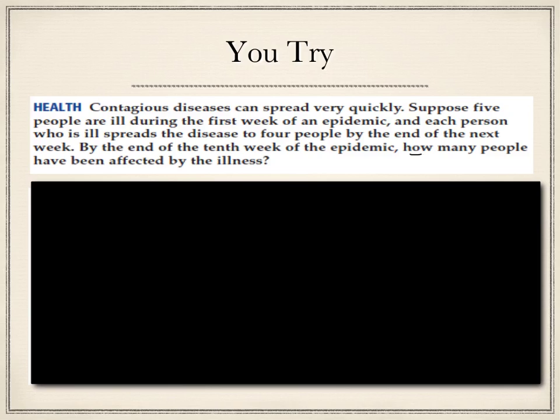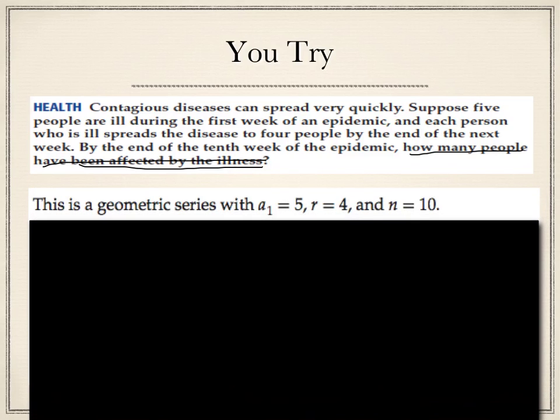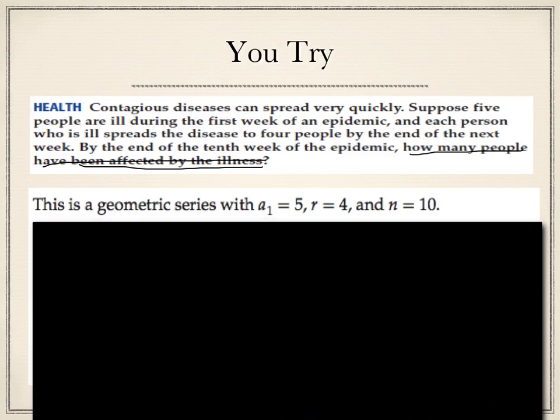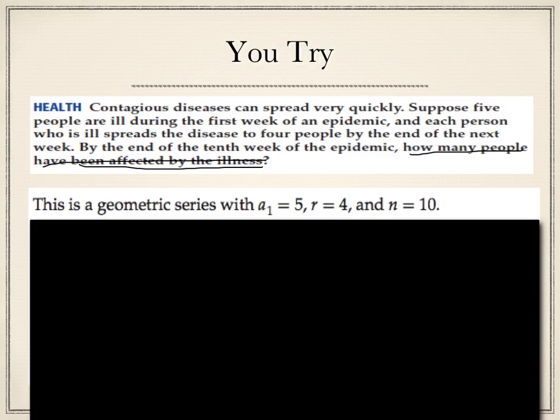Because it says how many people have been affected by the illness, that's going to be a total number that we're looking for, so we'll be looking for a sum. And because each of those 5 people will be spreading their disease, it is geometric, because it'll be 5 times 4. This is a geometric series. The first term is 5 because we start with 5 people. We're growing at a rate of 4, and n, the number of weeks, is 10. So we're just going to use our formula and plug these in.